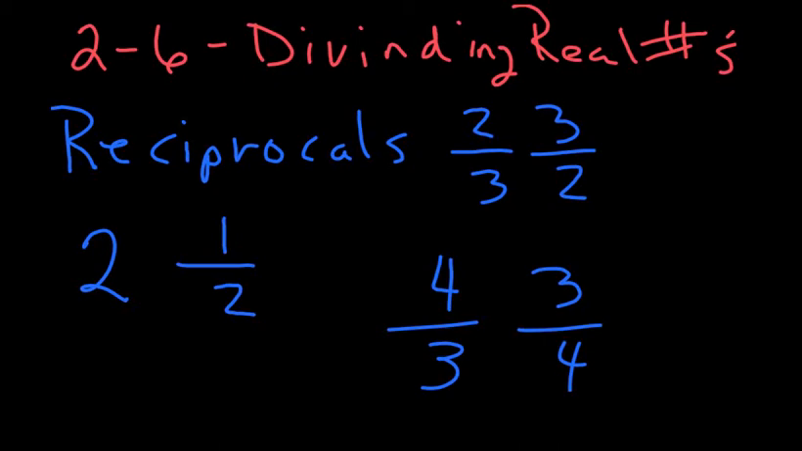2-6, dividing real numbers. Reciprocals. Reciprocals are two numbers that when you multiply them, you get 1. So, reciprocals, you multiply them, you get 1.